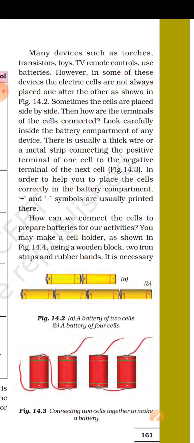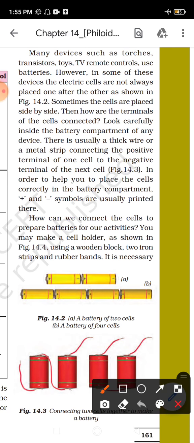There is usually a thick wire or a metal strip connecting the positive terminal of one cell to the negative terminal of the next cell. In order to help you to place the cells correctly in the battery compartment, plus and minus symbols are usually printed there. Okay, how can we connect the cells to prepare a battery for our activities? You may make a cell holder as shown in the figure.